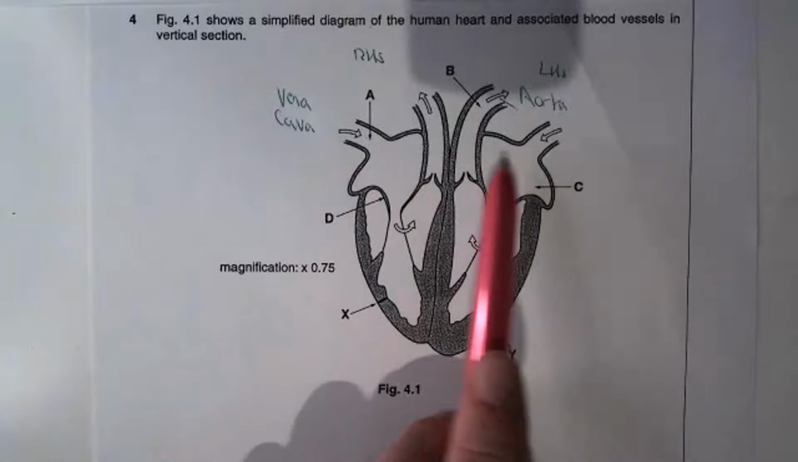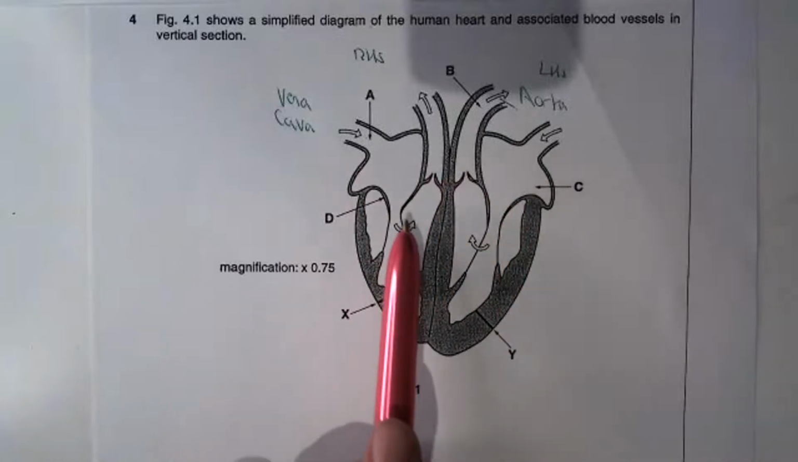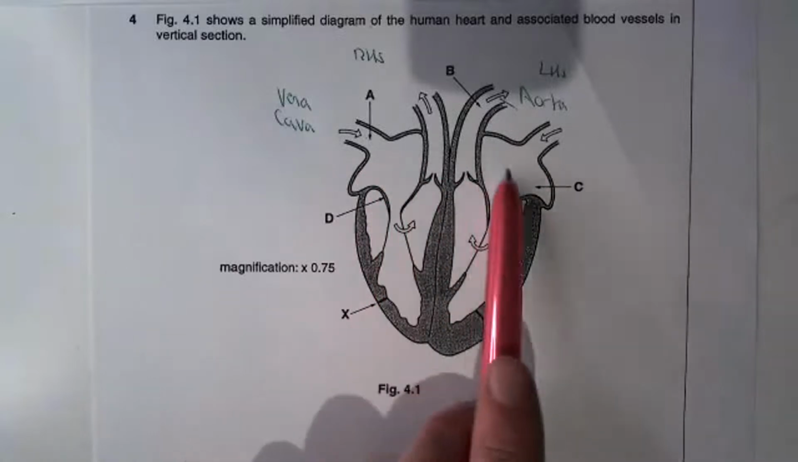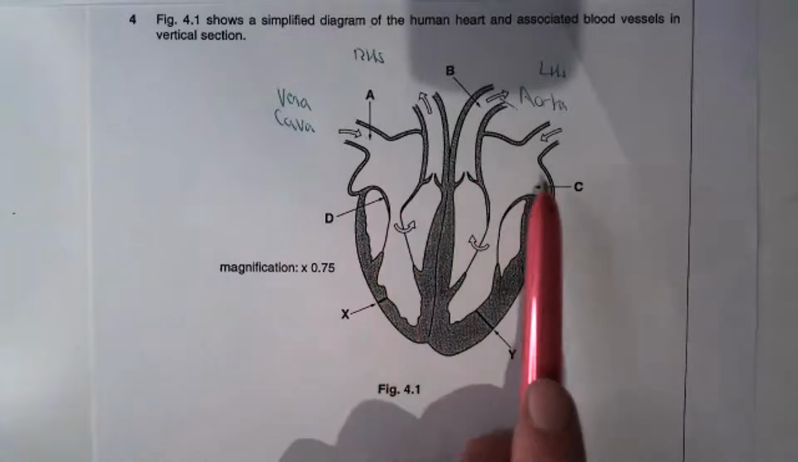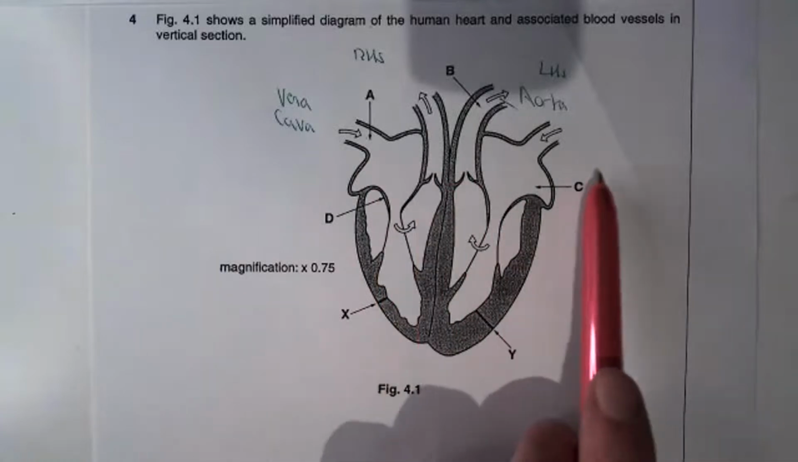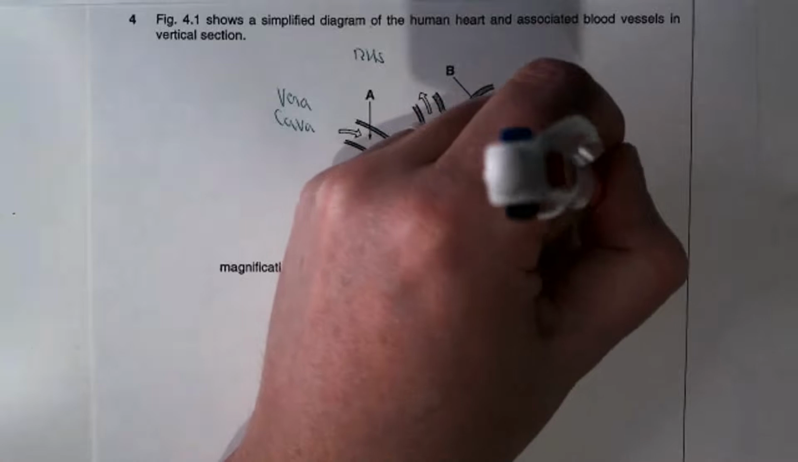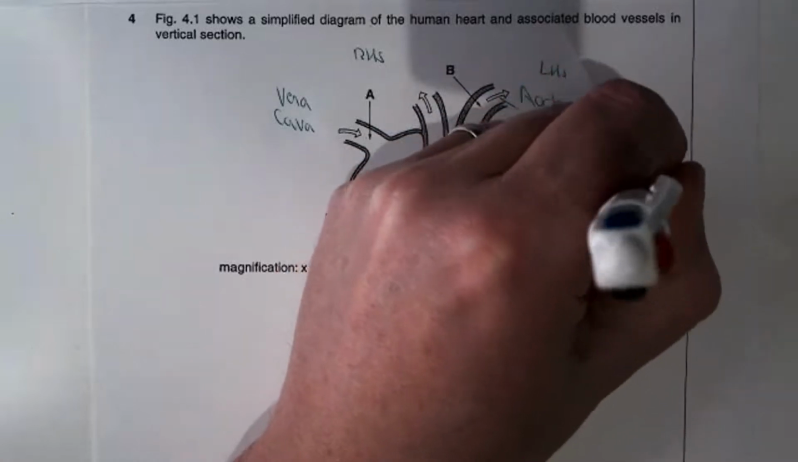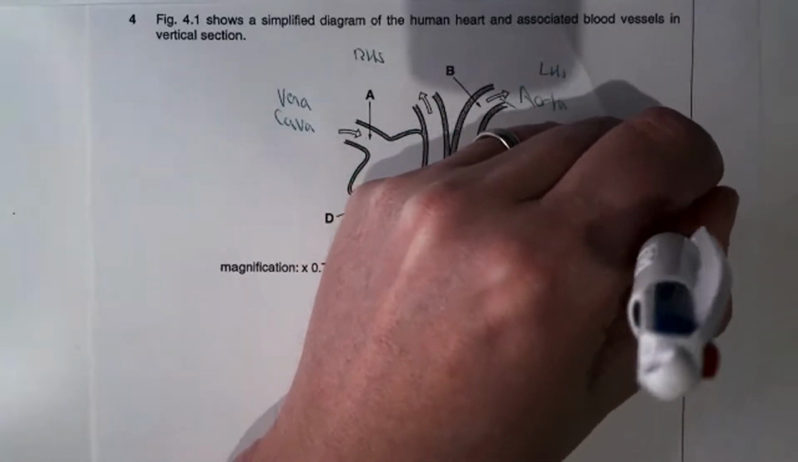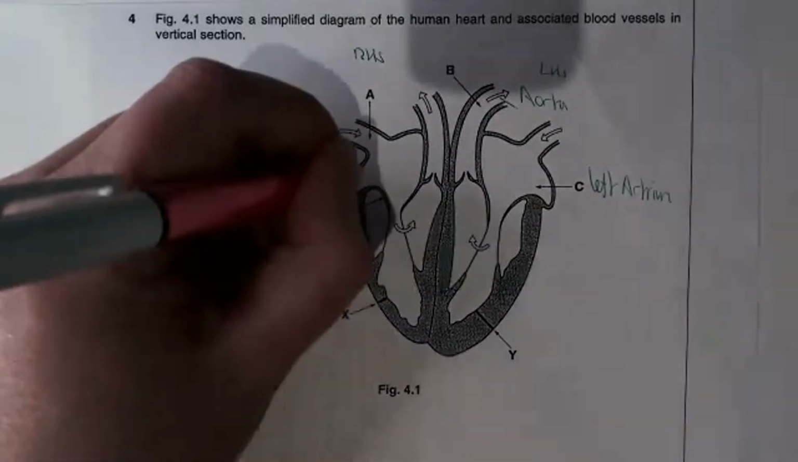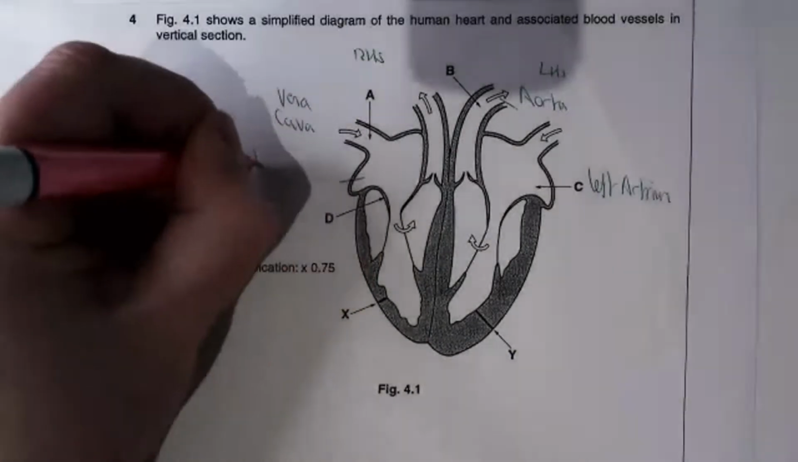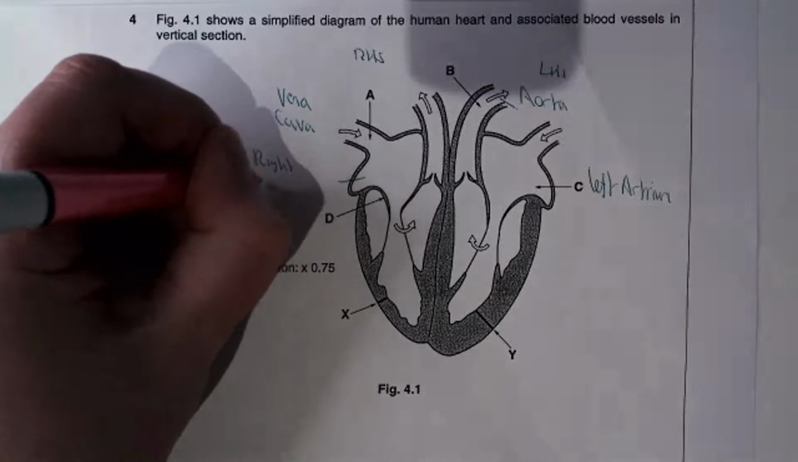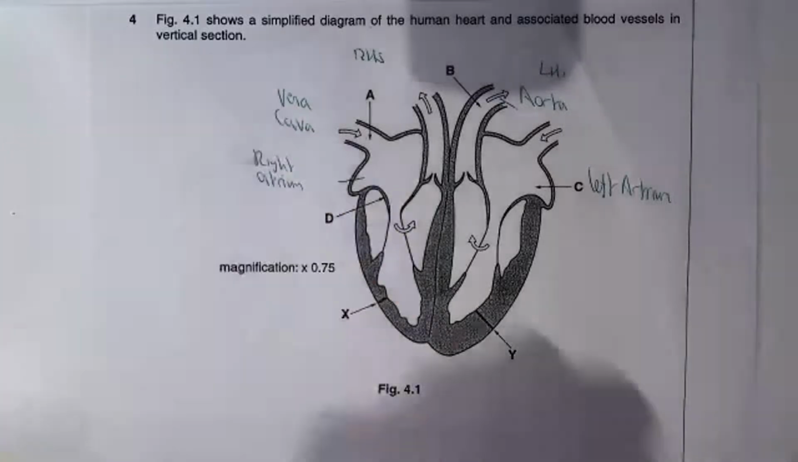Structure C, well, the heart has 4 chambers, 2 at the top, 2 at the bottom. This is one of the 2 top chambers. Remember, this is on the left hand side of the heart, so we have to say C is the left atrium. Over here, therefore, we would have the right atrium.